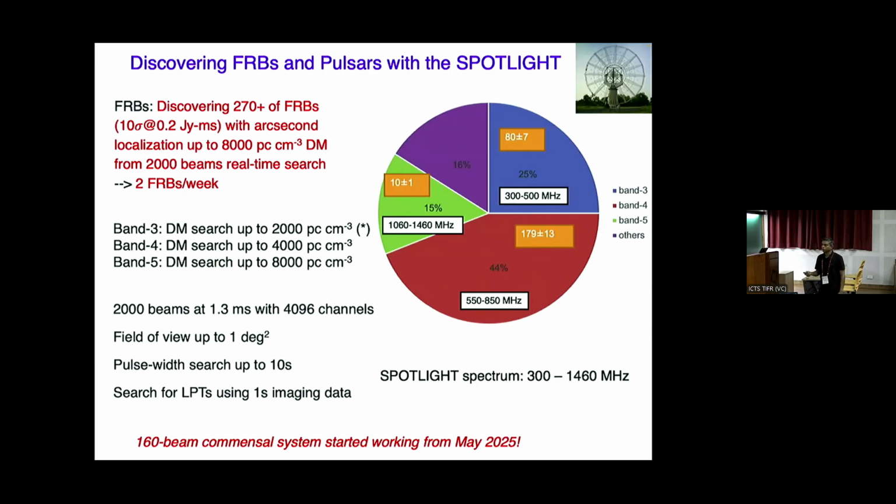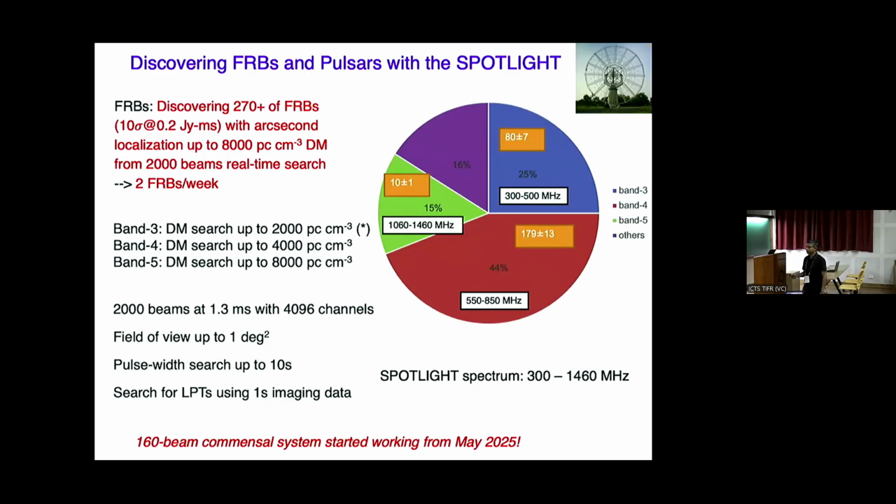So Spotlight, in the full specification which is proposed to be built, is 2000 beams on the sky in real time. We'll be seeing 200 plus FRBs over the next 3 years of operation, which is right now funded, and which comes out to be 1 or 2 FRBs per week.